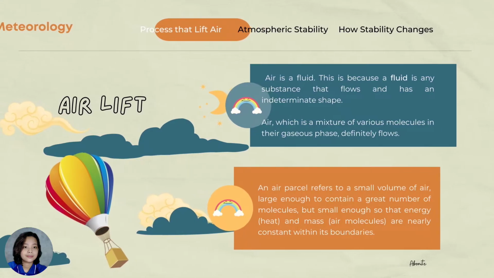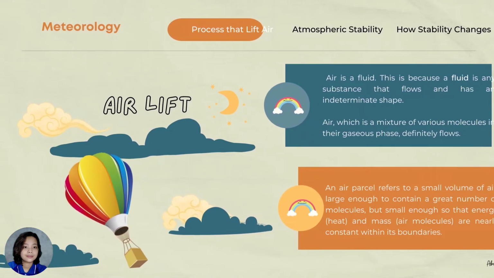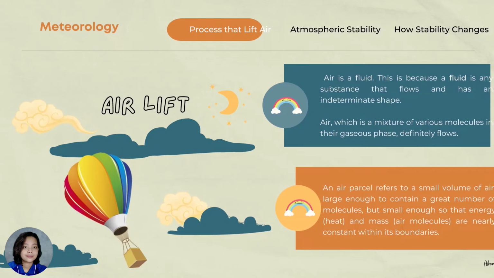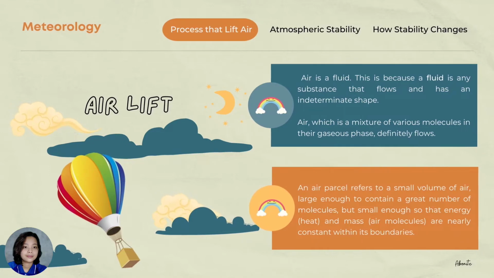Believe it or not, air is actually a fluid. This is because a fluid is any substance that flows and has an indeterminate shape. But this is different from a liquid, which is a specific phase of matter. All liquids are fluids, but not all fluids are liquids because gases are also fluids. So, air, which is a mixture of various molecules in their gaseous phase, definitely flows. Like wind, air flows horizontally, but air also flows vertically, which we call lift.